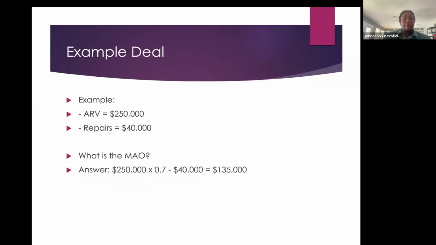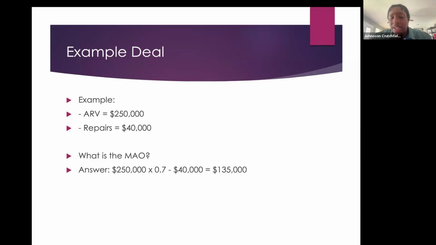All right, so here's an example deal. We'll do the formula, okay? In this example, our ARV, our after repair value, is going to be $250,000. We're going to say it's a $40,000 repair. We're using round numbers, okay? We're going to ask what is the maximum allowable offer. If you take a look at our answer, it's $135,000.